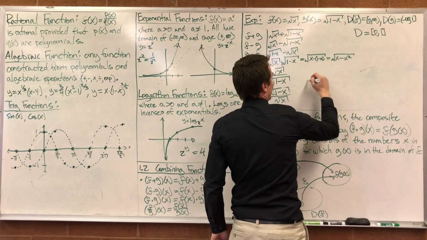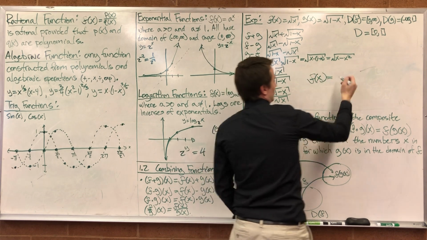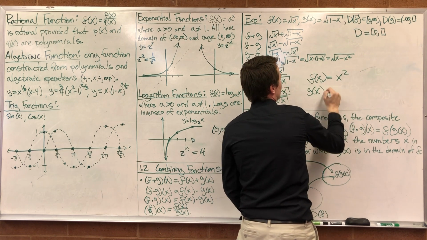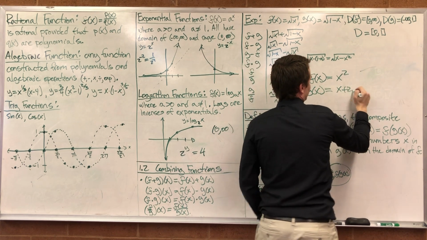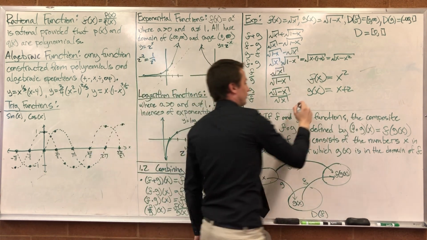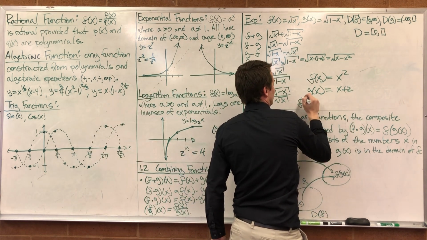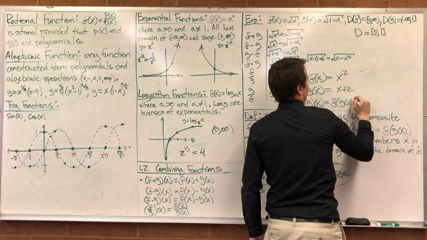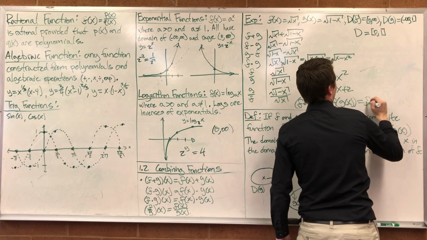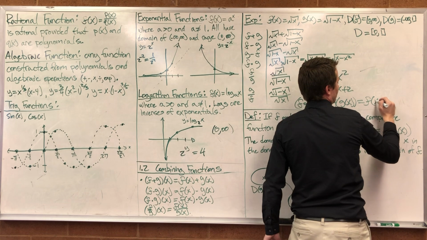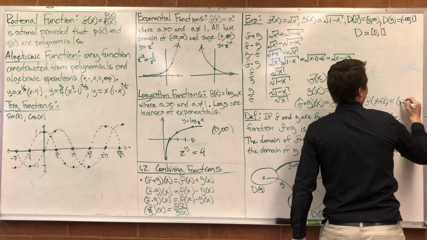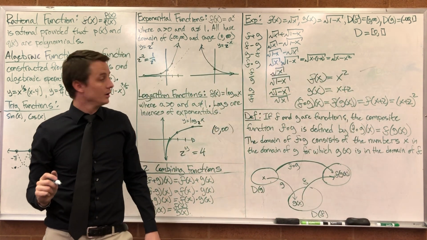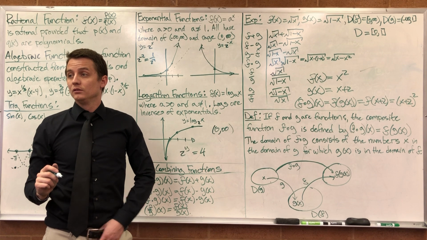Let's say that we have f of x is equal to x squared, and g of x is equal to x plus 2. Okay? So let's really quick write out f composed with g of x. Well, that's the same thing as f of g of x, which is equal to f of, what's g of x? x plus 2, which is equal to x plus 2 squared. Does that make sense?